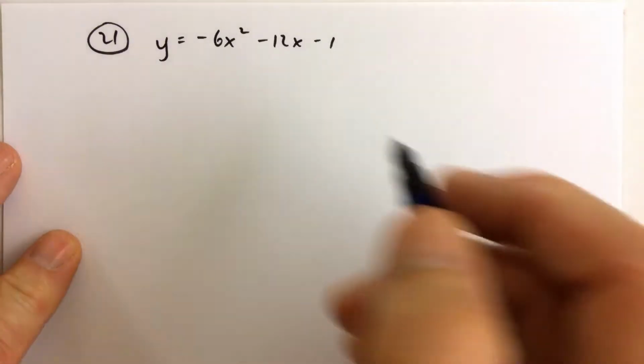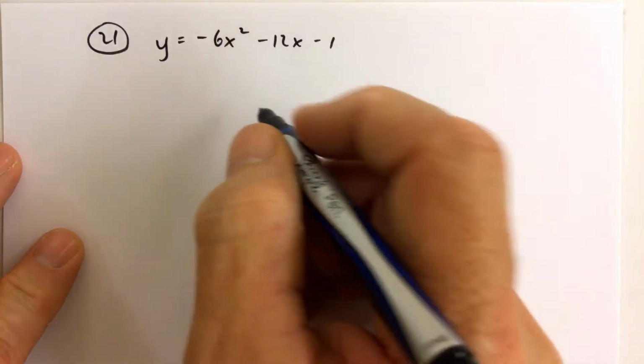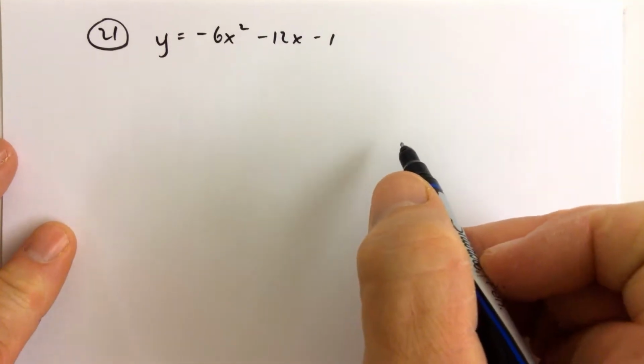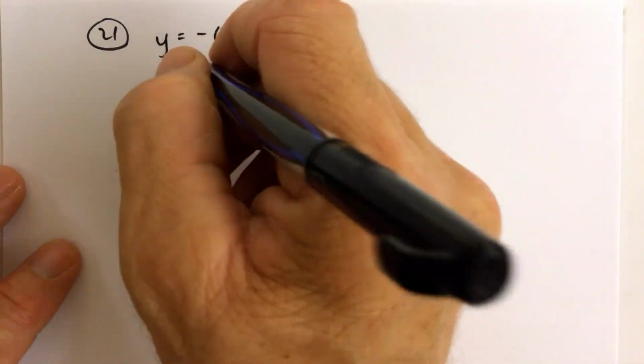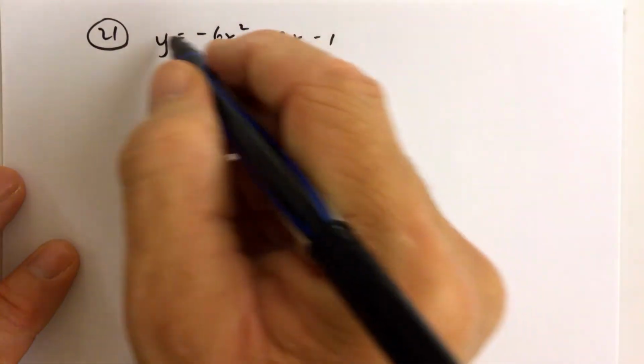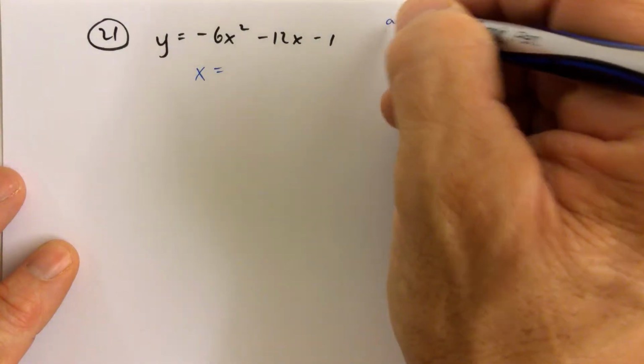Numbers 21 through 25 odd, we're just asked to graph the function, and I urge you to not use graph paper on these because, well, I'll show you in a little bit.